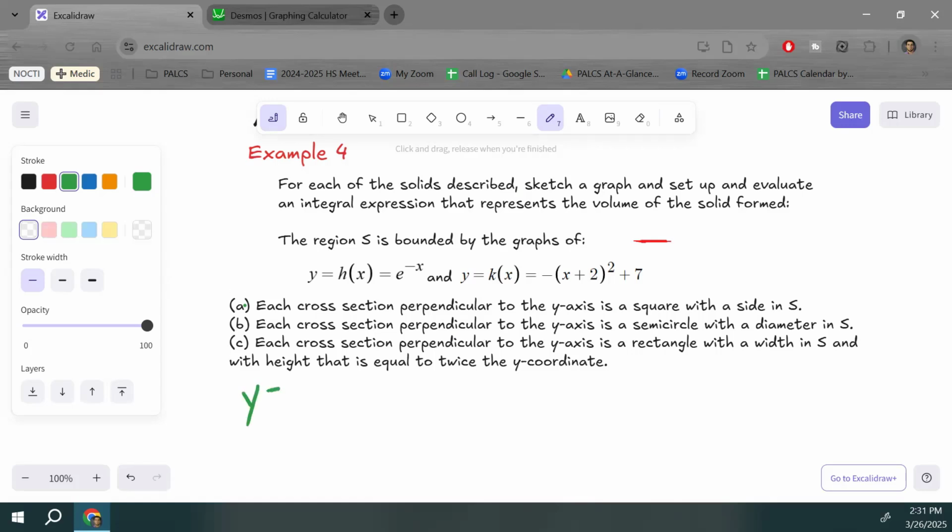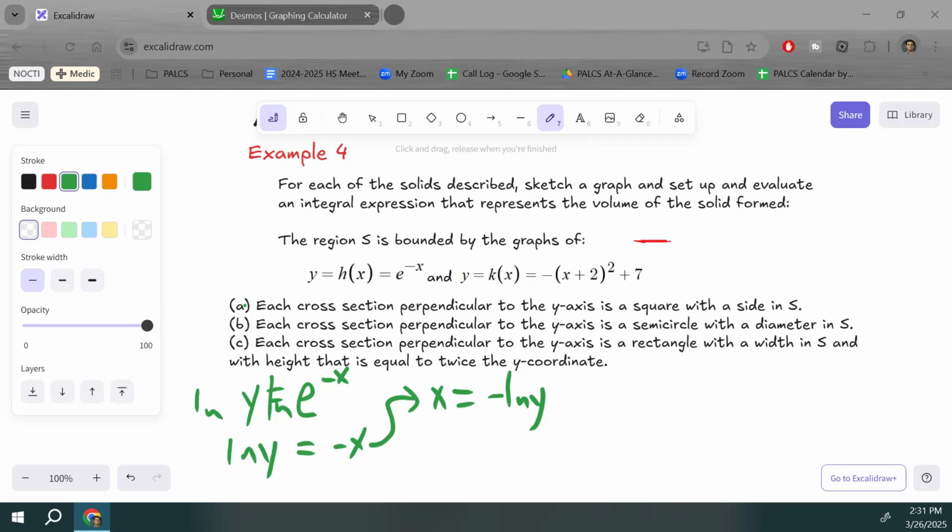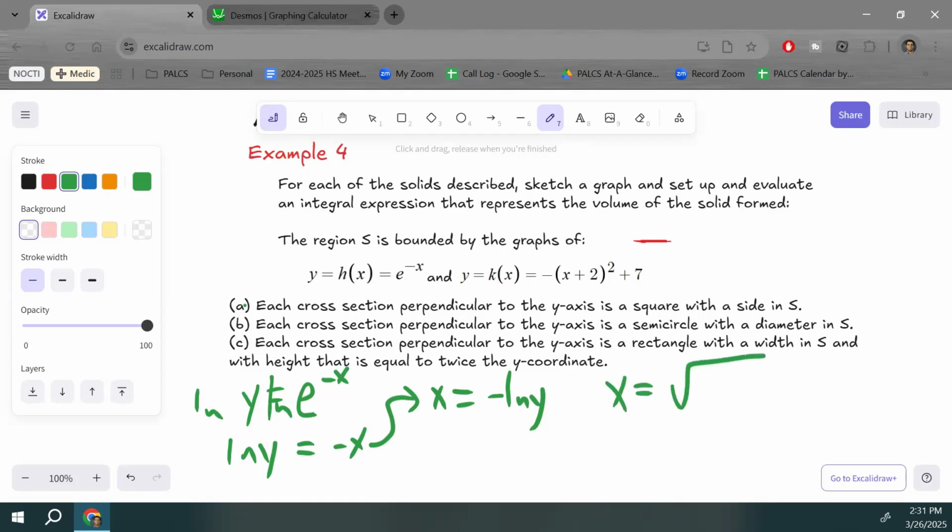So the first equation, y equals e to the negative x. I would do natural log of y, and natural log of y equals negative x. So x equals negative natural log of y. If we take the other equation and solve it for y, we're going to end up with x equals square root of 7 minus y, minus 2. So we'll go ahead and graph these in Desmos.